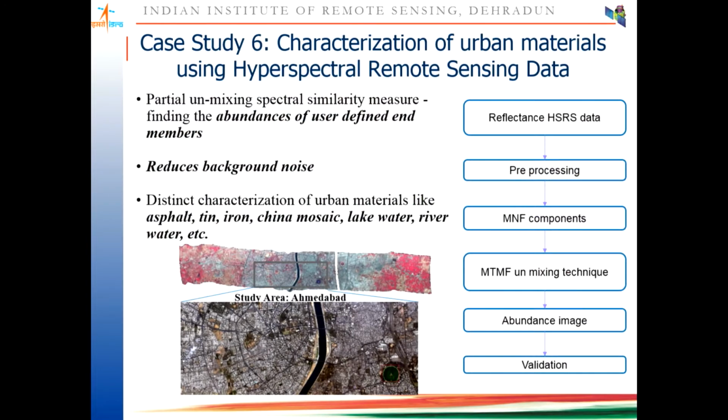So one more case study, and I suppose this is the last case study. We tried to analyze and characterize the different urban materials using hyperspectral remote sensing data. Here, the different road and roof materials were characterized using a technique called mixture tuned match filtering. Reflectance data was pre-processed for MNF components, and the MTMF technique resulted in the abundance image. When I'm talking about abundance image, that means 0 to 1. Wherever there is more abundance, the value of that pixel will be 1, and wherever there is low matching, the value will be 0.